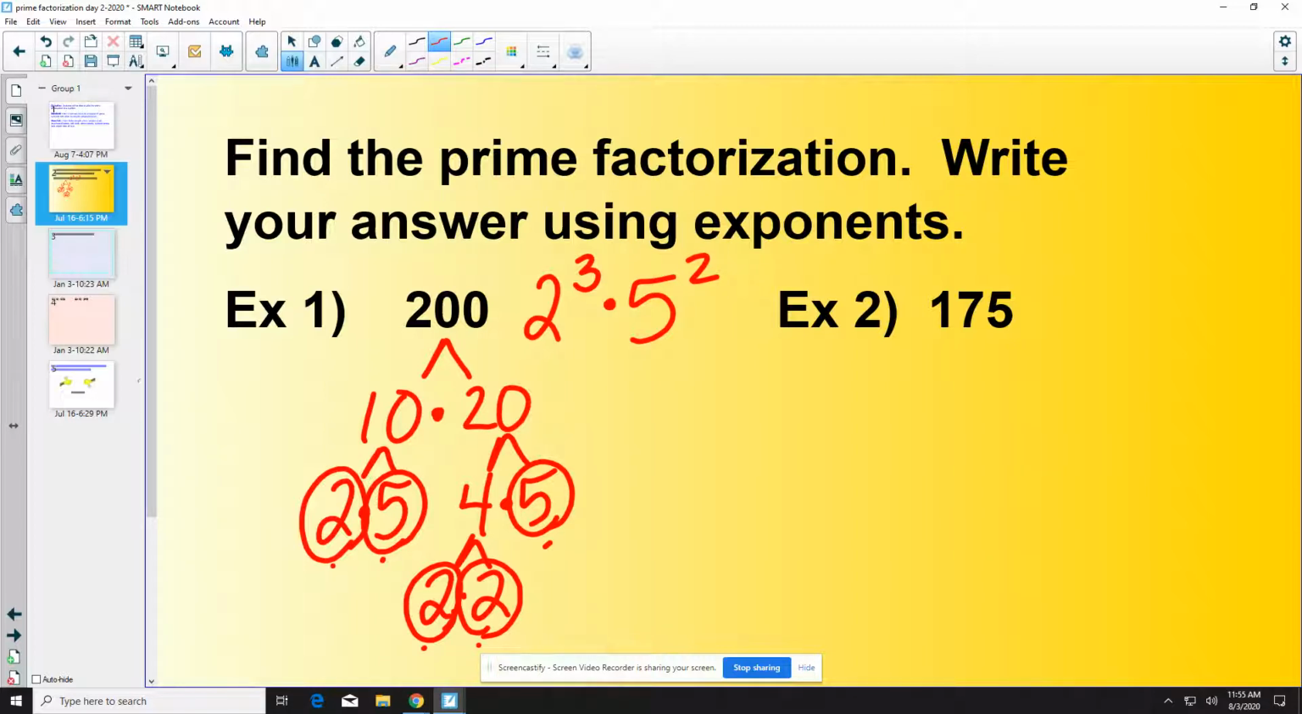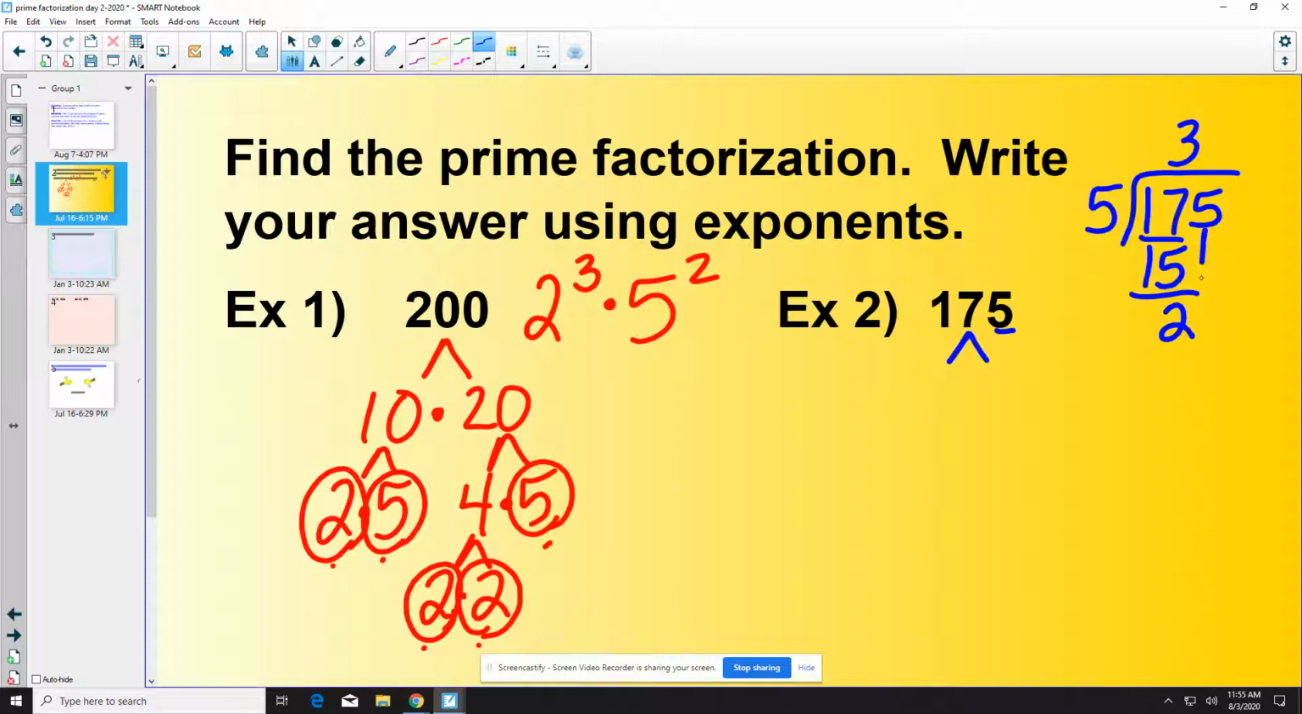All right, so in your notebook, write down example 2, 175. And we're going to try to make a factor tree to find the prime factorization. So I'm noticing 175 ends in a 5. So I know 5 goes into 175 evenly. So what I'm going to do is take 175 and divide by 5. Let me see, 5 will go into 1, but 5 will go into 17 3 times. 3 times 5 is 15.